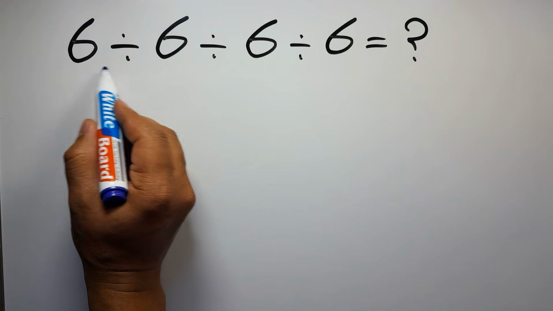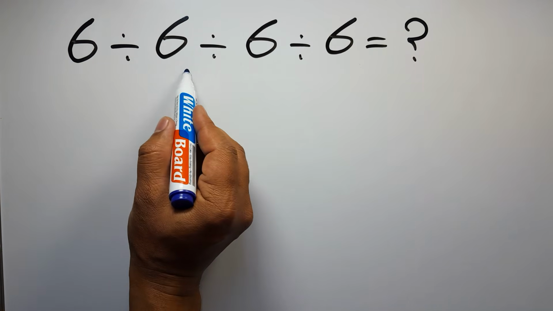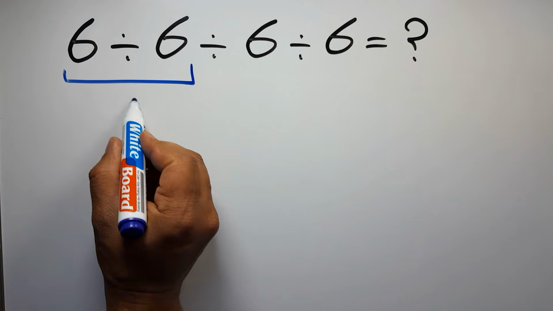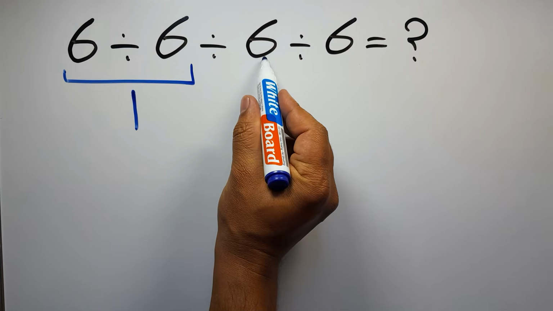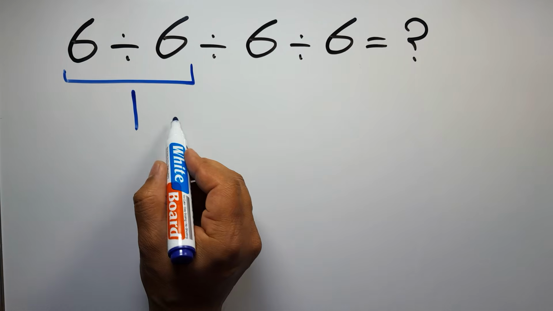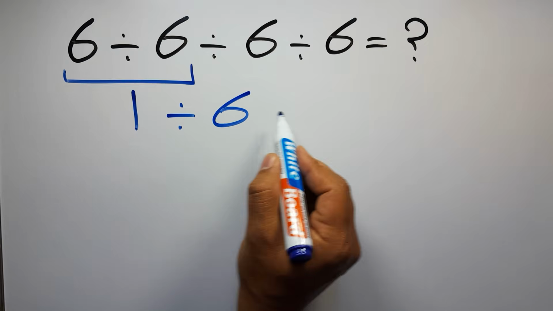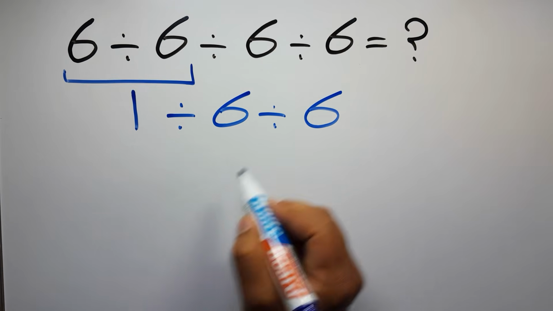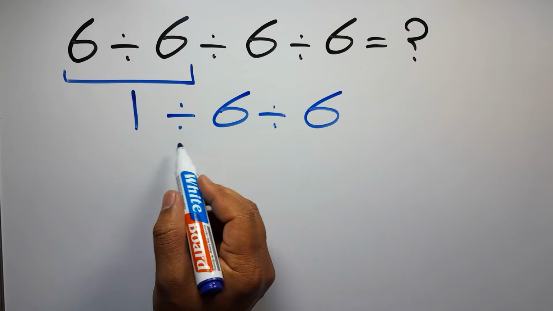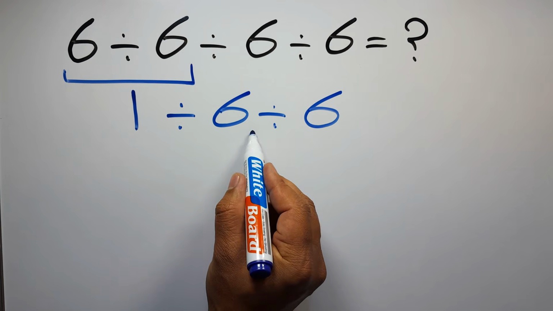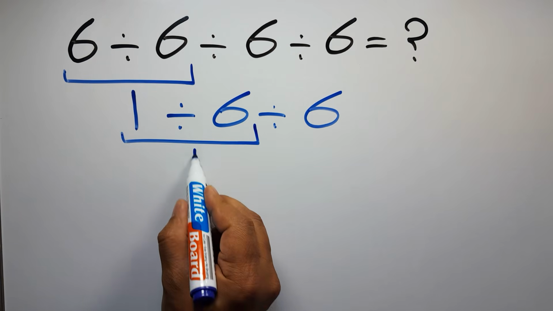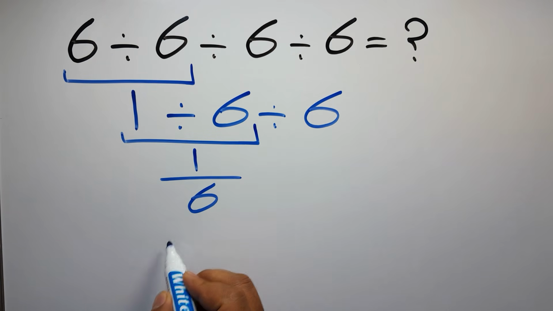So first we have to do this division. 6 divided by 6 equals 1. So 1 divided by 6 and again divided by 6. Now we have to do this division. 1 divided by 6 can be written as 1 over 6.